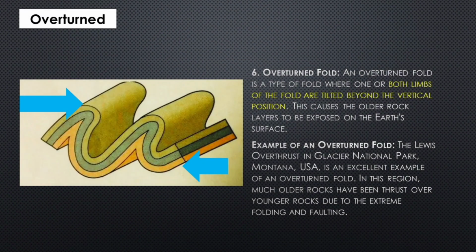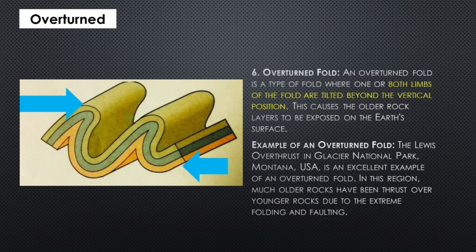Next one is overturned. The overturned fold is a type of fold where one or both limbs of the fold are tilted beyond the vertical position. This causes the folded rock layers to be exposed on the surface. This kind of folded rock is present in Glacier National Park, Montana, USA, which is an example of an overturned fold. Beginners might be confused by these different fold kinds. One decent and easy explanation is coming on the way.